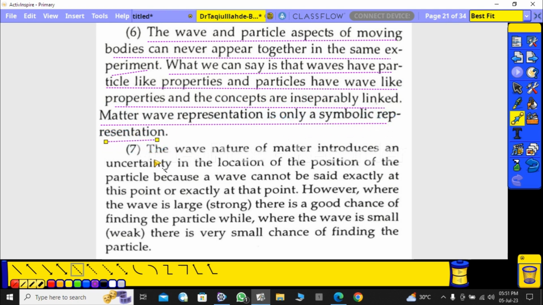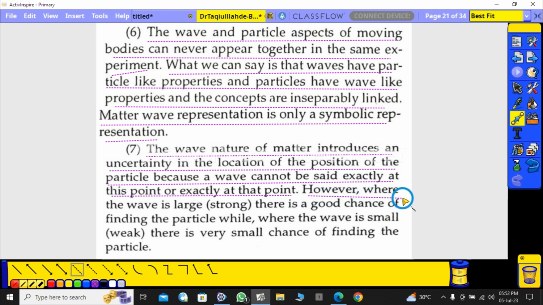Okay, so the next point, the seventh: the wave nature of matter introduces an uncertainty in the location of the position of the particle, because a wave cannot be said to be exactly at this point or exactly at that point. See here, the wave nature of matter introduces uncertainty. So we are going to understand the Heisenberg uncertainty principle, which I'm going to explain in coming lectures. Because the wave cannot be said to be exactly here or there, there will be uncertainty for the location of the particle. In detail I will explain this concept, this seventh point.